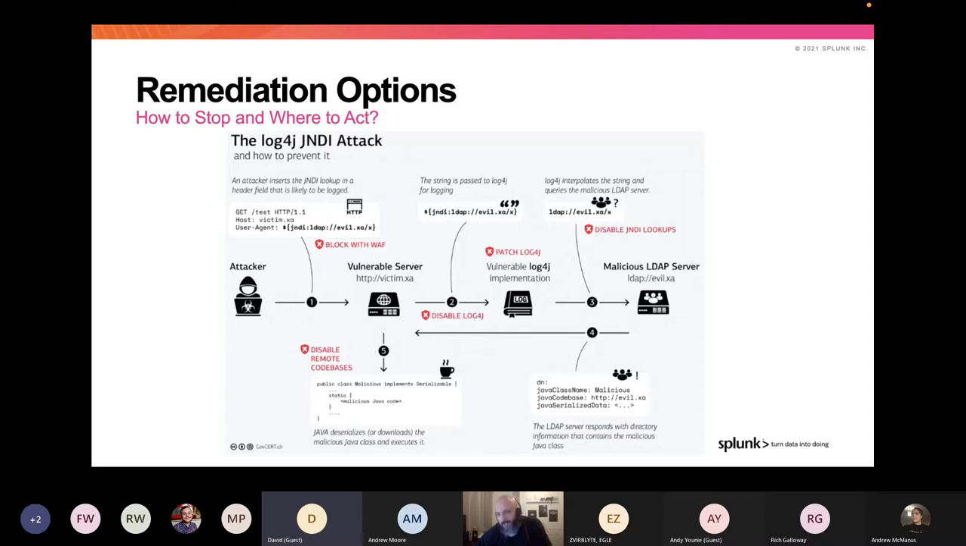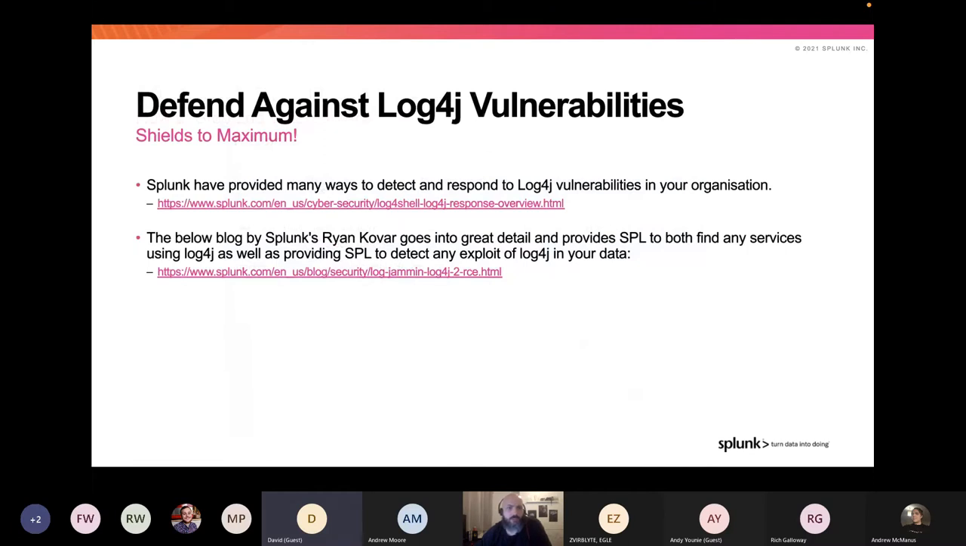Obviously, patch Log4j, again, a pretty simple one. Then you can disable any lookups to your LDAP, or any LDAP queries that are formulated. You could stop the JNDI lookups, and that would be one way to stop this as well. And then obviously disable remote code bases as well, because the ability to download that malicious code can be stopped, and therefore you can stop yourself being vulnerable. Again, this was all taken from the Splunk bulletin or blog from Ryan Kovar, and the link should be on this slide somewhere as well.